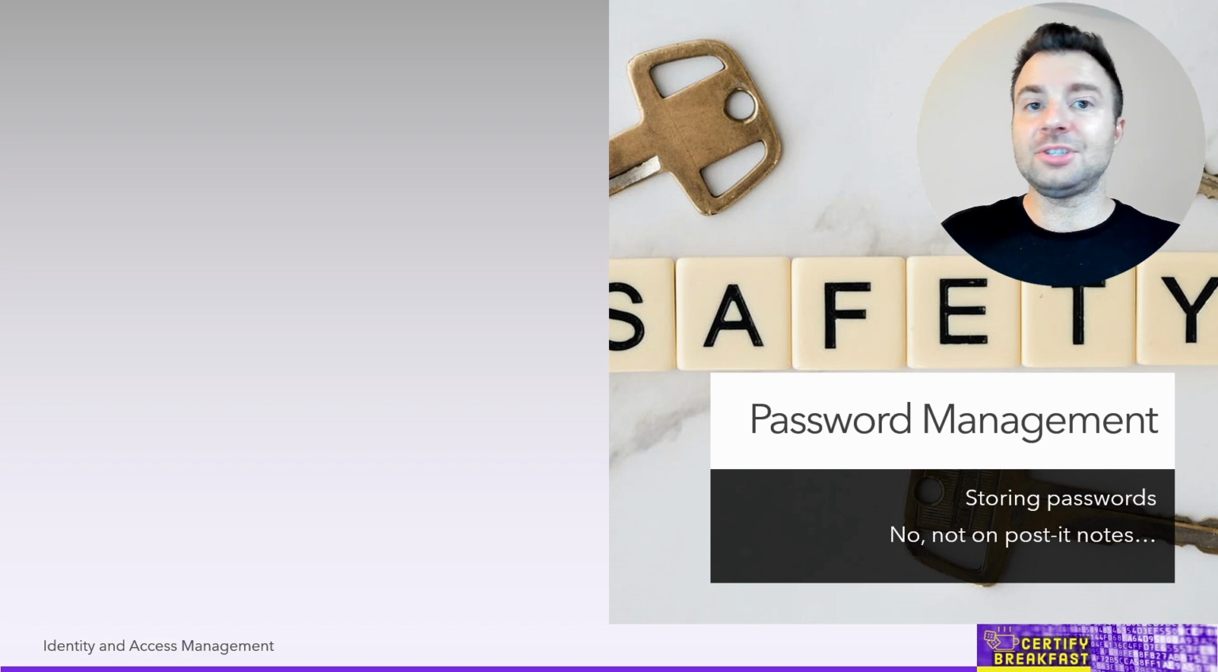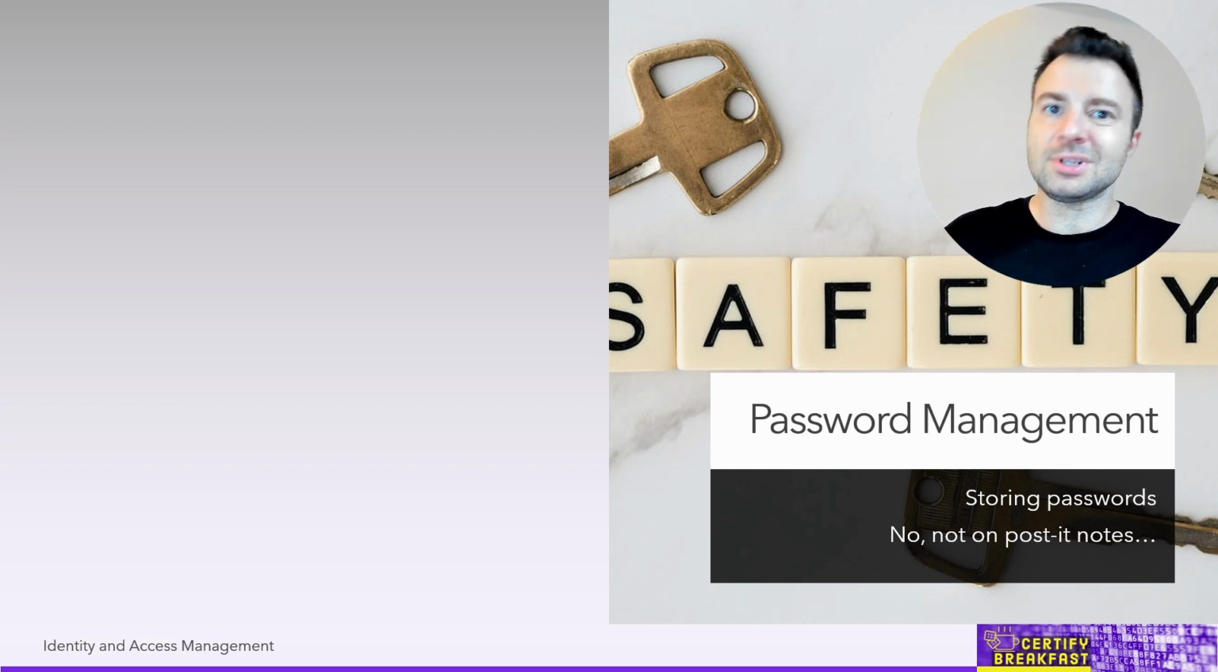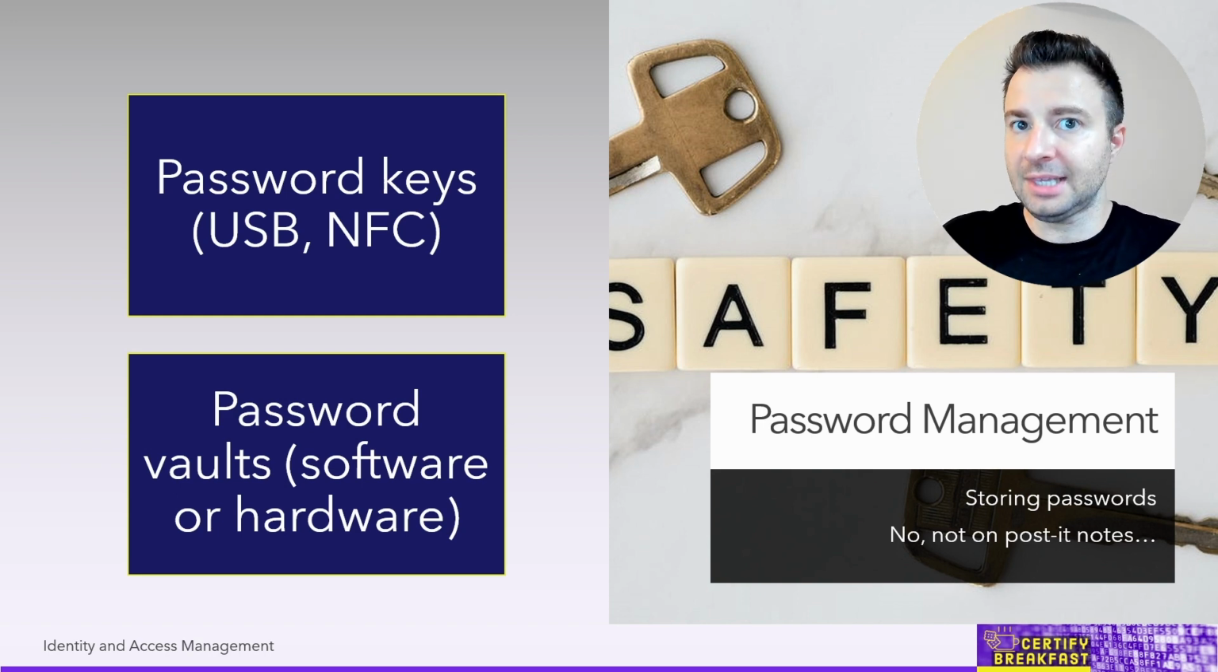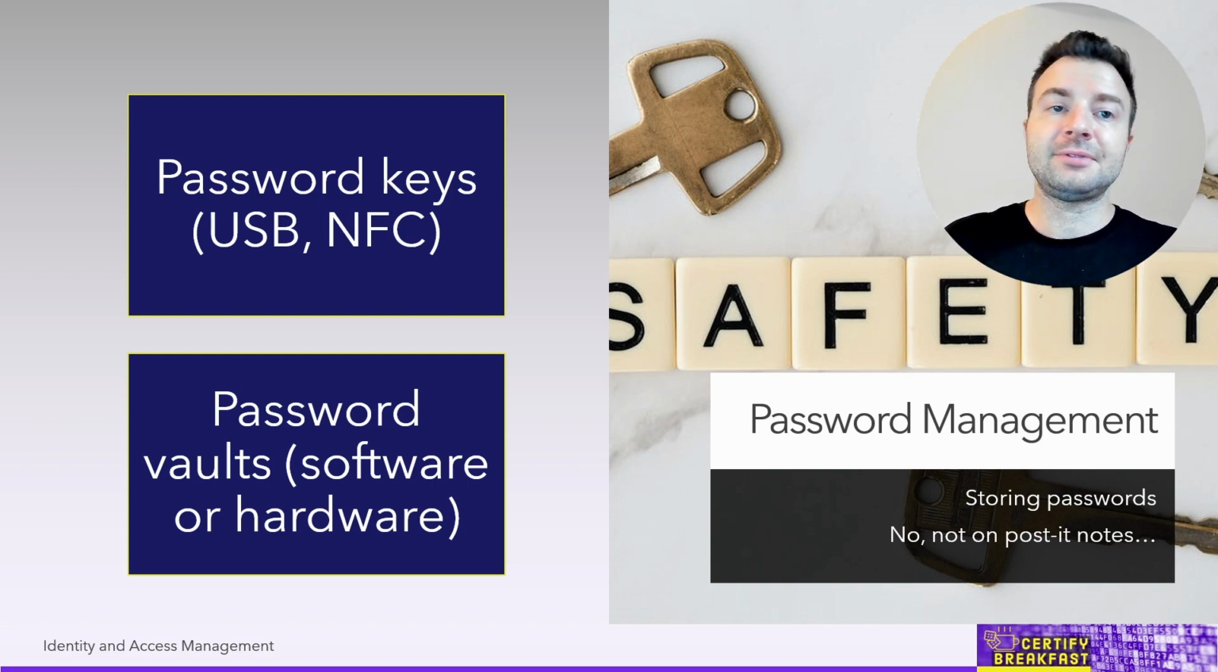Because if we're randomly generating a 20-character alphanumeric password, perhaps with punctuation signs in there, for each and every service that we're using, most likely we're not going to be remembering them all by heart. So we have to store this information somewhere. So the first method of storing these passwords would be on a physical device, such as a password key, which can be attached to your keychain, for example. It can be an actual physical USB key or an NFC device.